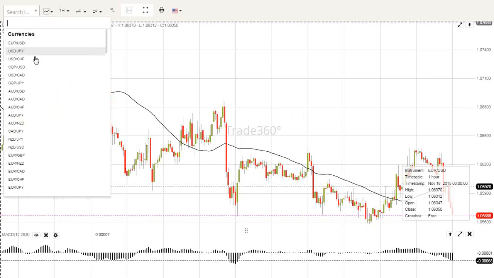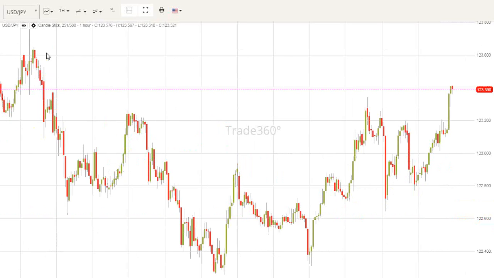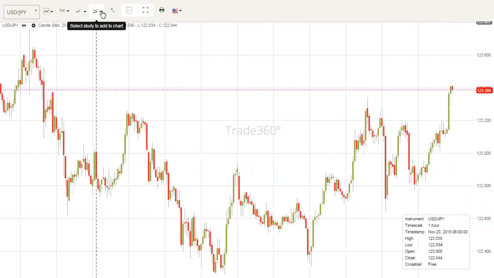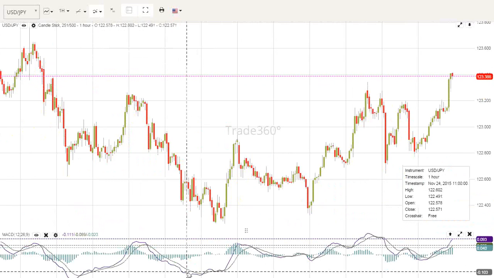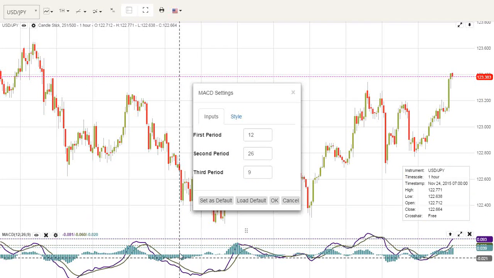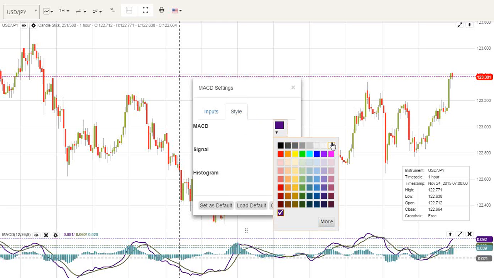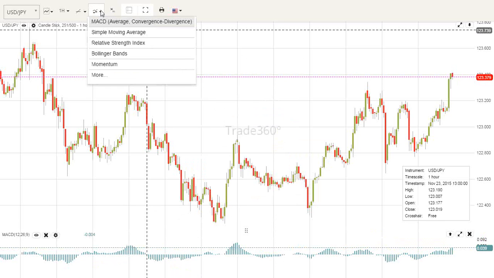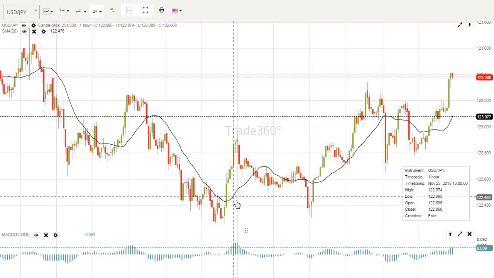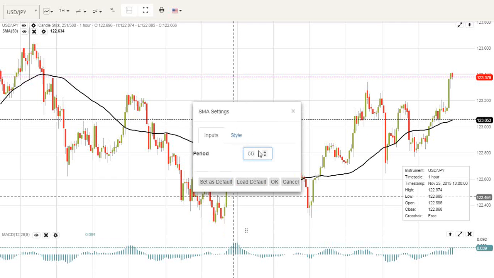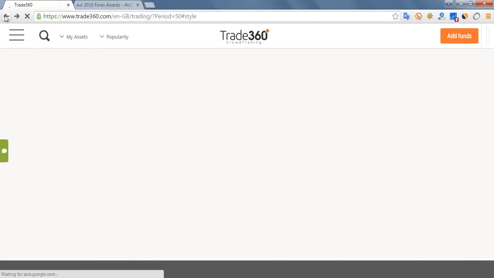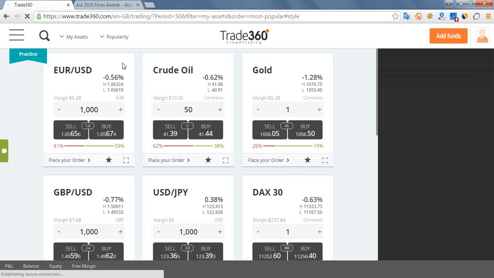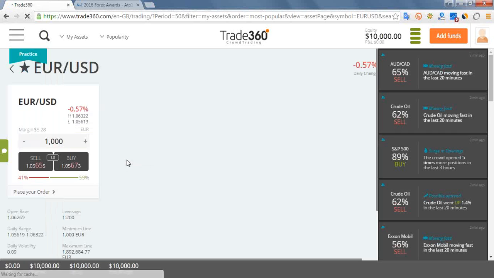Let me just add another currency pair here. Let's go for USD Japanese yen. We're going to be adding MACD as usual. I'm going to be deleting the irrelevant sections that I don't really need to see. And we're going to be adding also a simple moving average, 50. Remember, I only use 50. I think I pressed enter. I have to do it again because I accidentally pressed enter.